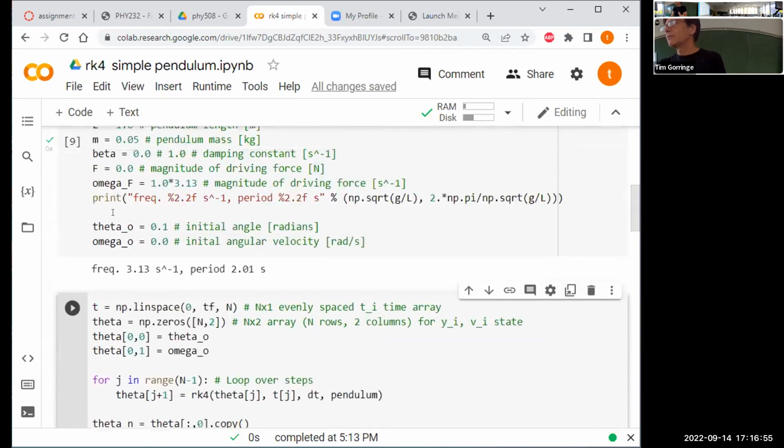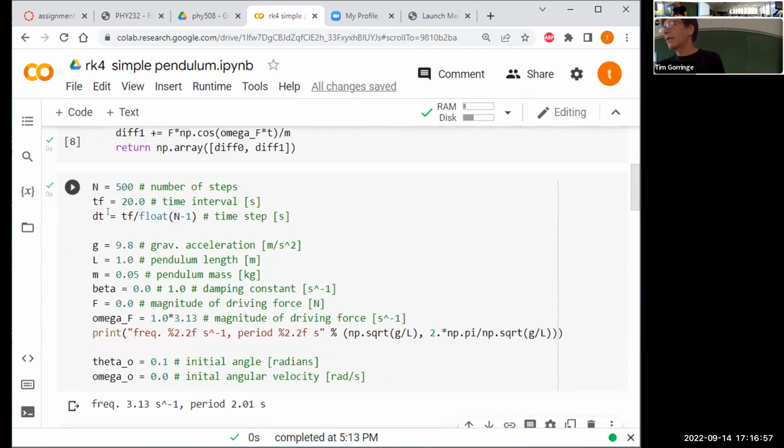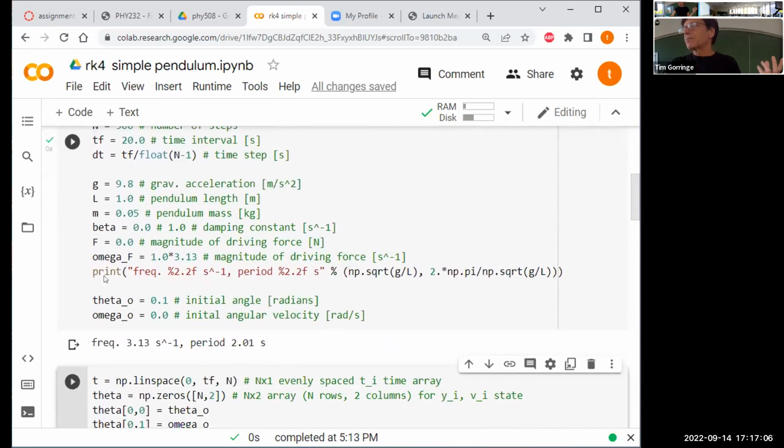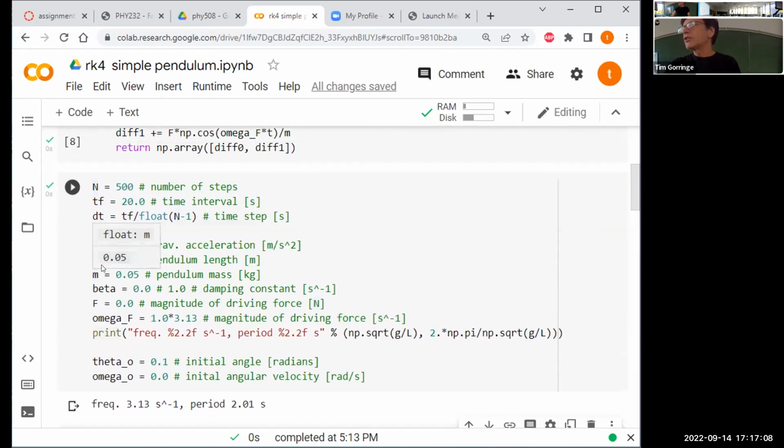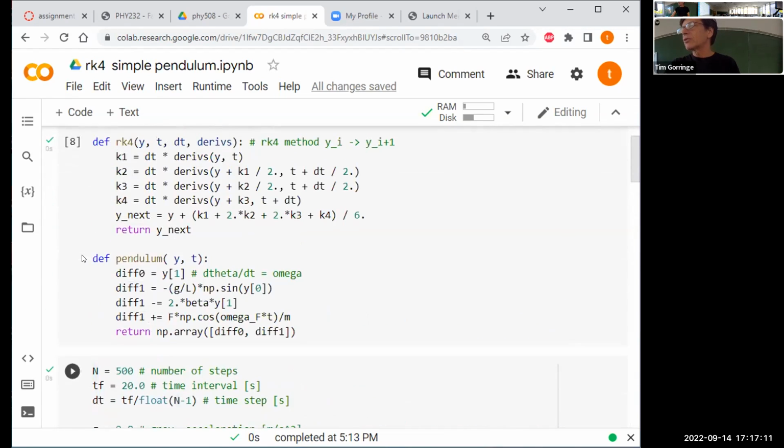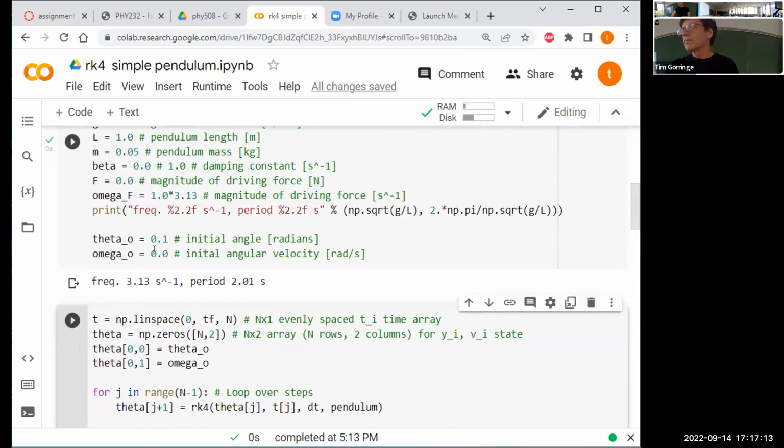So let me run. Remember, let's go back here. So this is just a simple pendulum with no driving force, no damping force. And the amplitude that I started with, the initial conditions, where's that? Is 0.1 radian. So that's like 6 degrees. So it's a small oscillation. So this should be kind of the linear situation.